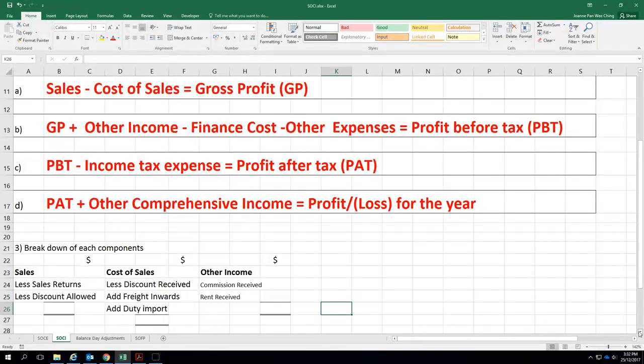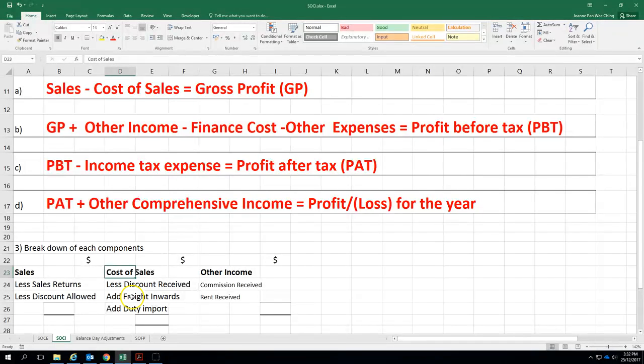So we look at number 3 here, breakdown of each component. You can see here, sales less sales return, less discount allowed. That would be the sales that we are looking for. As regards our cost of sales, which is expenses for the goods, you have to less discount received, add freight inwards, add import duty in order to get the cost of sales, equals gross profit.